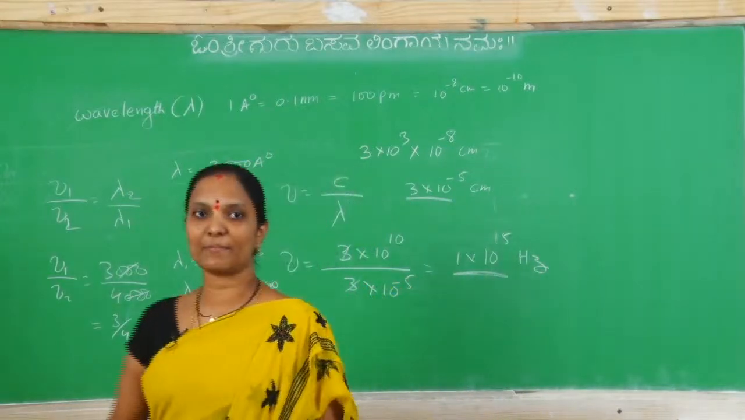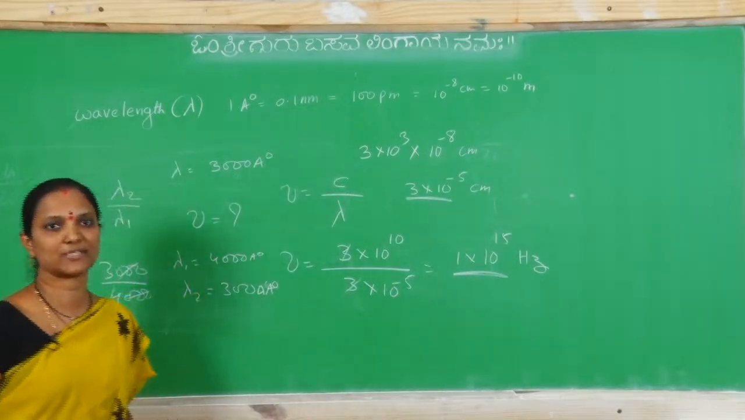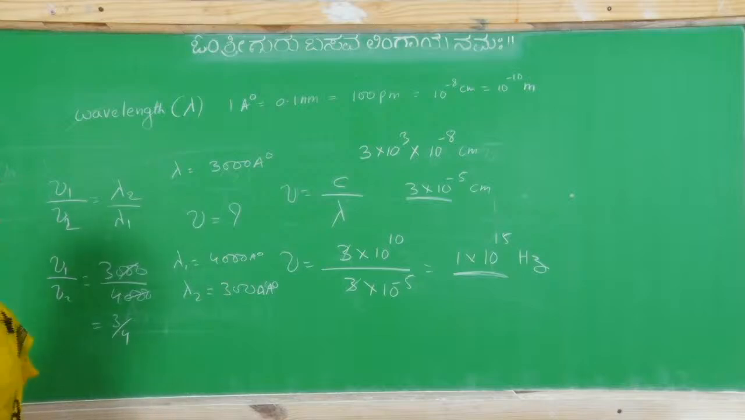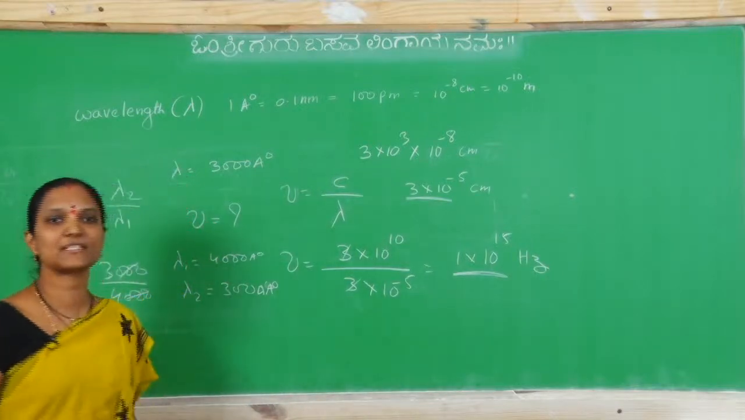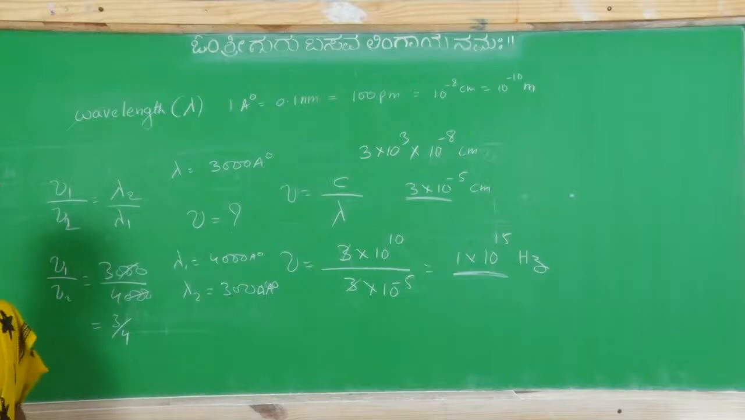Okay. This is the relation between characteristics of waves. Wavelength, wave number, frequency, velocity are related, and amplitude is independent. That is the amplitude, just the height of the crest or depth of the trough. This is about characteristics of waves.